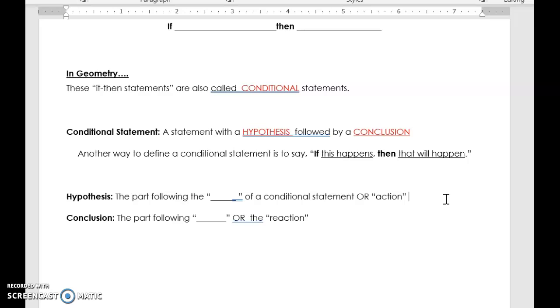Another way to define a conditional statement is to say, if this happens, then this will happen. So this is just to kind of help remember how you set it up. The hypothesis always is just the part that follows the if of a conditional statement. So it doesn't include if. If is just kind of a standard part, but it's what comes after that if that is considered the hypothesis. The conclusion is following the word then. So again, it doesn't include the word then, it's everything that happens after.